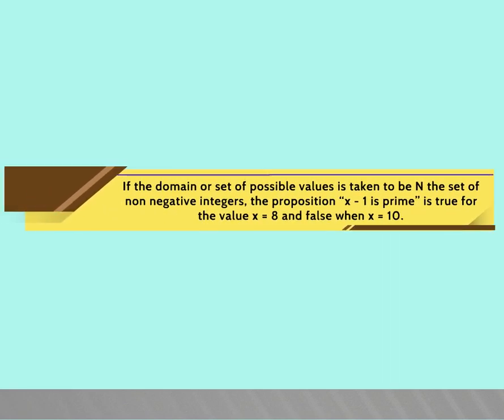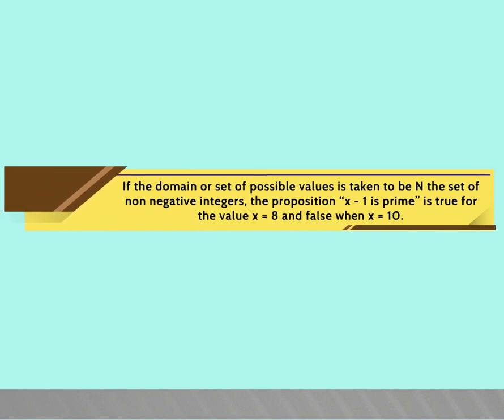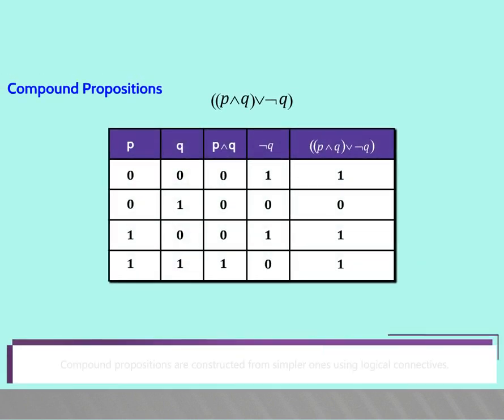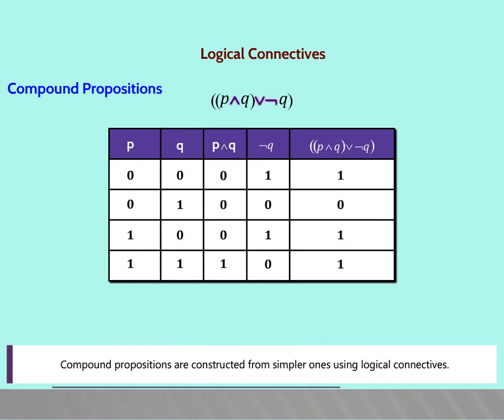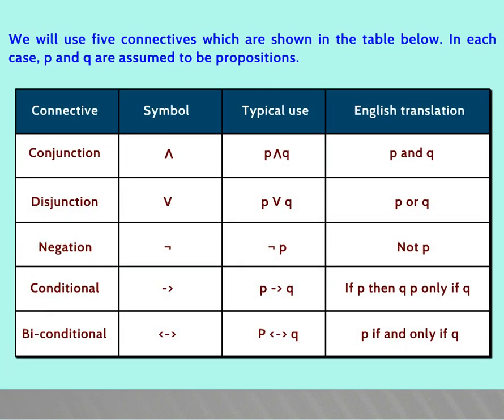If the domain, or set of possible values, is taken to be N, the set of non-negative integers, the proposition "x − 1 is prime" is true for the value x = 8 and false when x = 10. Compound propositions are constructed from simpler ones using logical connectives. We will use 5 connectives, which are shown in the table below. In each case, P and Q are assumed to be propositions.